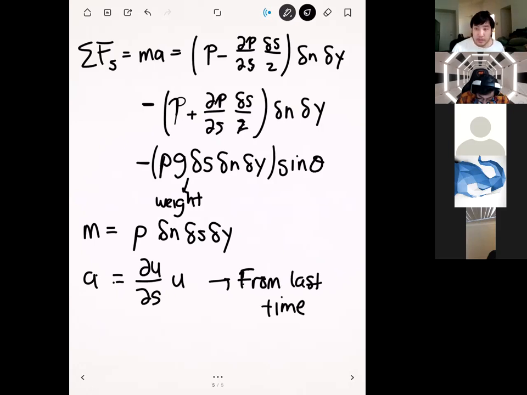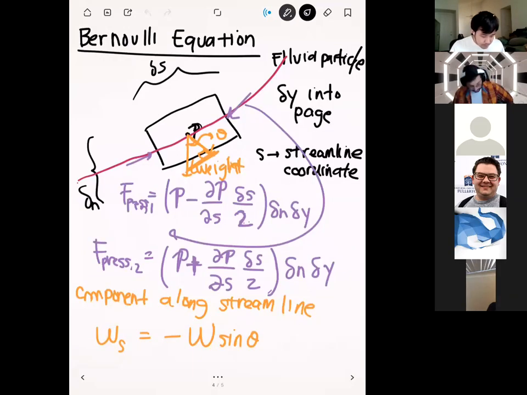Okay. So the question is, you want to see the formula for the weight? Absolutely. I just described the weight as W here, but when you actually compute it, the weight of this particle is just the density times gravity times the volume of the particle. And then we're only considering the component parallel to the streamline, so that's why we multiply by sine theta.